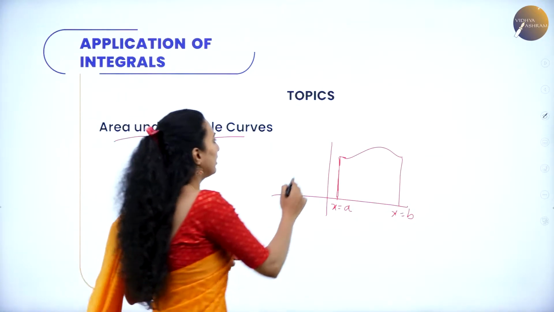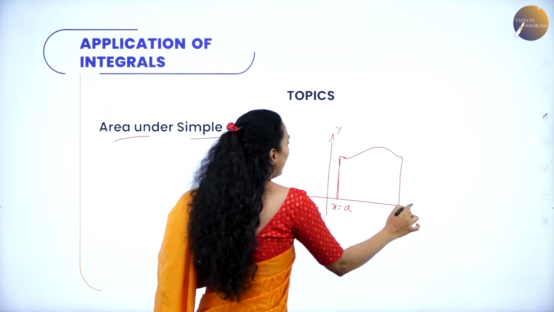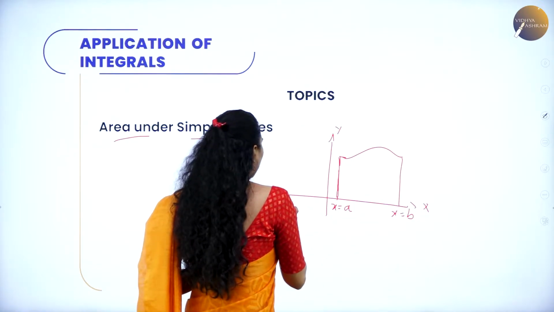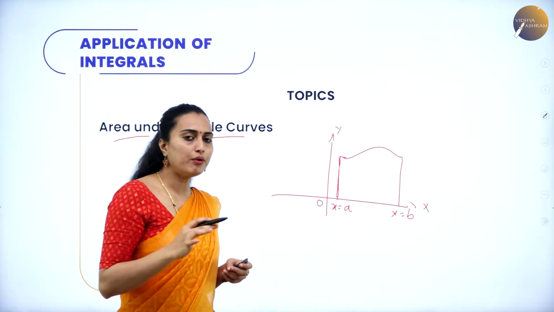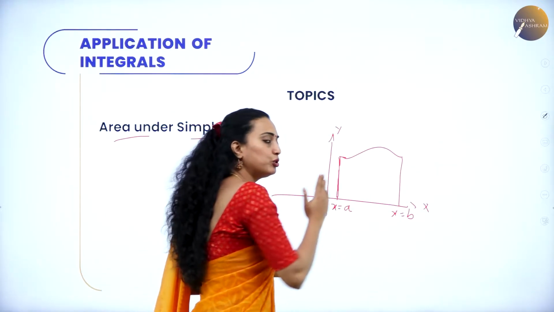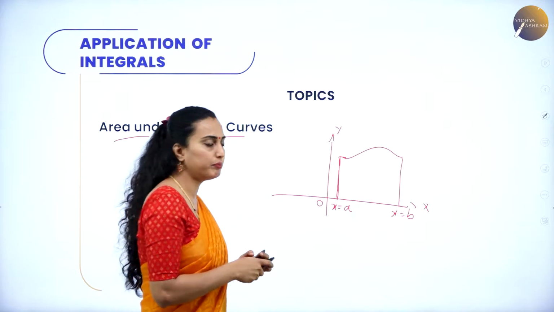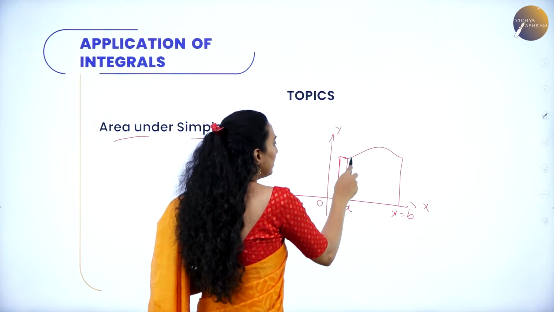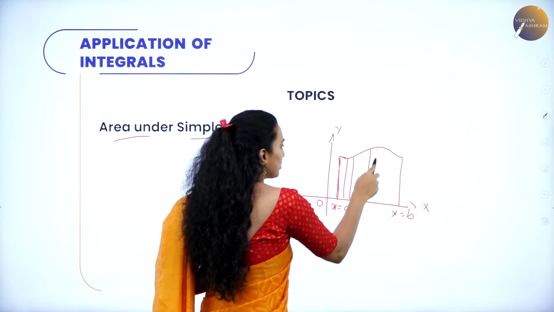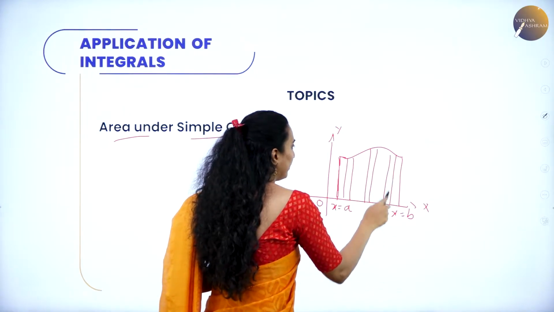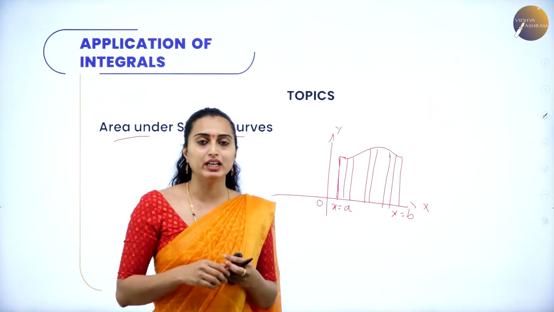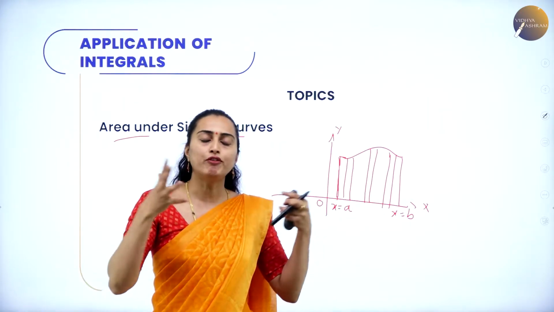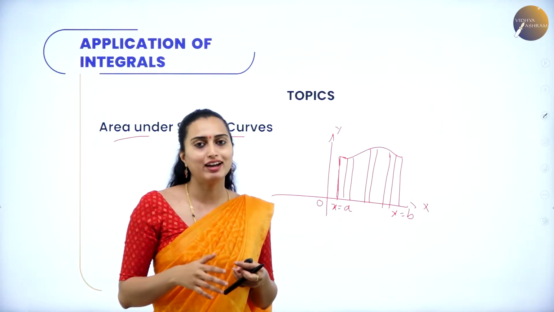So here I have taken the simple curve with the x and y axes. This is the origin, and here you are going to have, between the 2 points x is equal to A and B, what is called a stripe. We are going to call this a simple stripe, and then you already know that the sum of all of these can be done by integration. So the sum of all of them will give you the area under the curve.